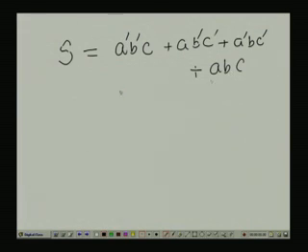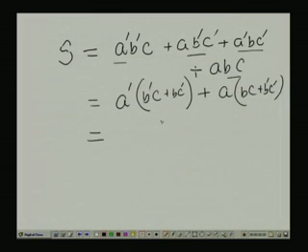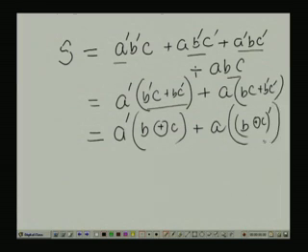Now, from the first and third terms, if I take A dash common, then similarly this is B dash C plus B C dash. And from the second and fourth, if I take A common, then this is B C plus B dash C dash. Now, we have already seen from the previous example in the last class that this is actually B XOR C, and this one is XNOR, that means the complement of B XOR C.